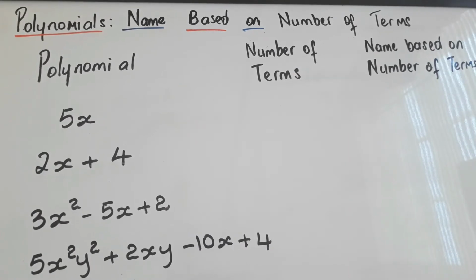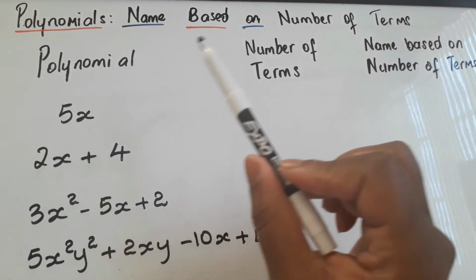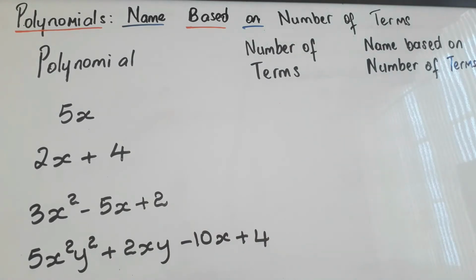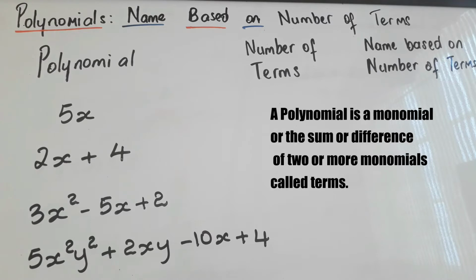Specifically, we're looking at the name of a polynomial based on the number of terms that it has. Before I continue, guys, let's just remind ourselves of what a polynomial is. So a polynomial, guys, is a monomial or the sum or difference of two or more monomials called terms.